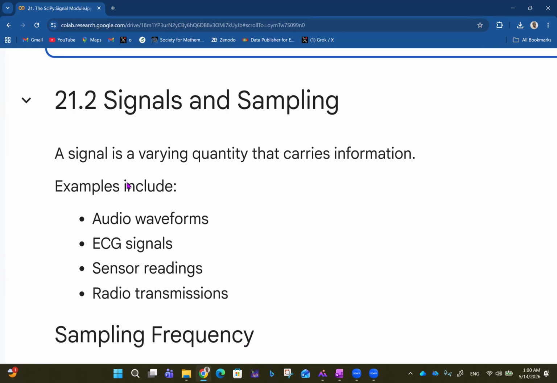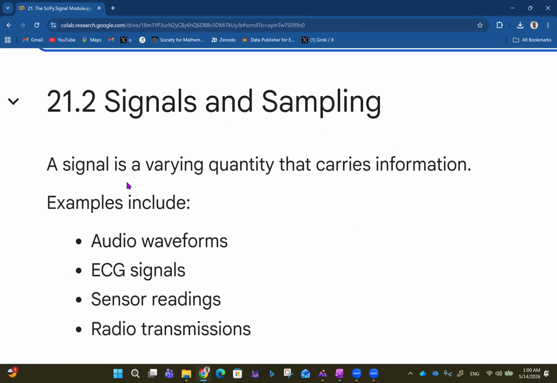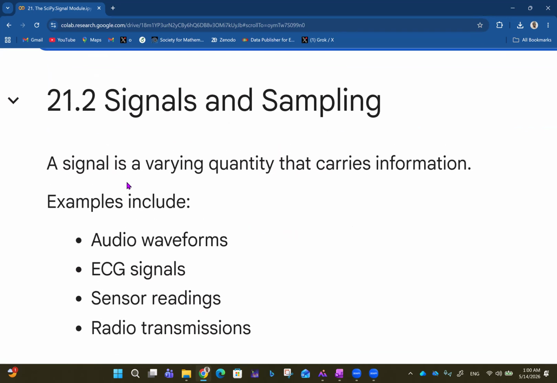So we talk about signals and sampling for starters. A signal is a varying quantity that carries information. It can come in the form of a data set or in the form of a sound document, an audio document, a video document, and things like that. Examples include audio waveforms, ECG signals, sensor readings, and radio transmissions.